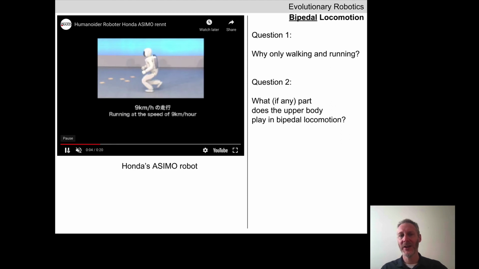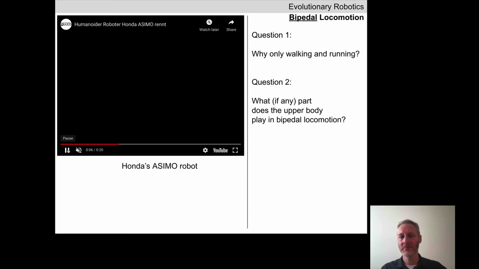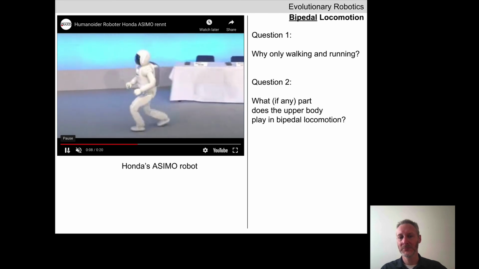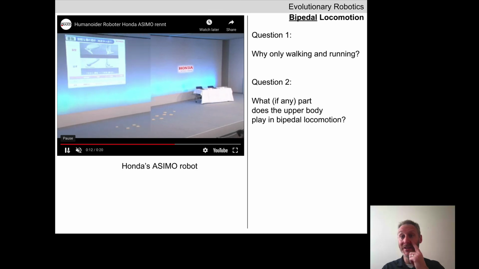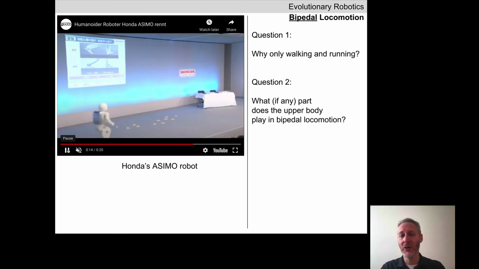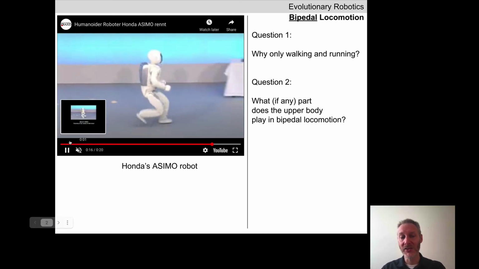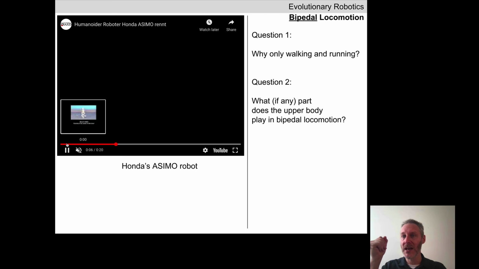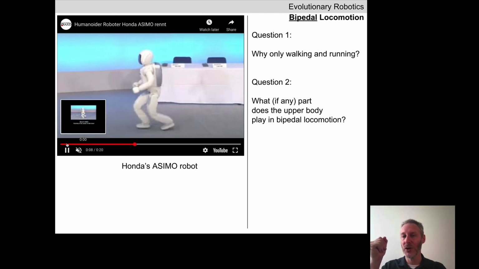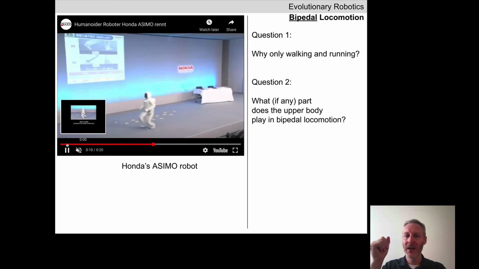Does Asimo have a flight phase? There's no flight phase. You'll notice that there's always at least one foot on the ground, which means we could actually ask the question, is Asimo statically stable? If Asimo's motors suddenly froze and Asimo suddenly became stationary, would it be statically stable?